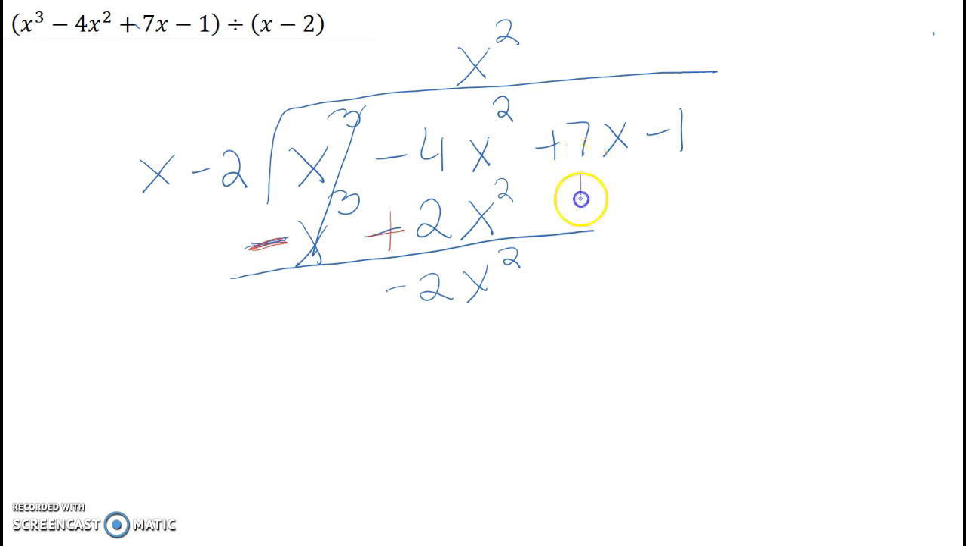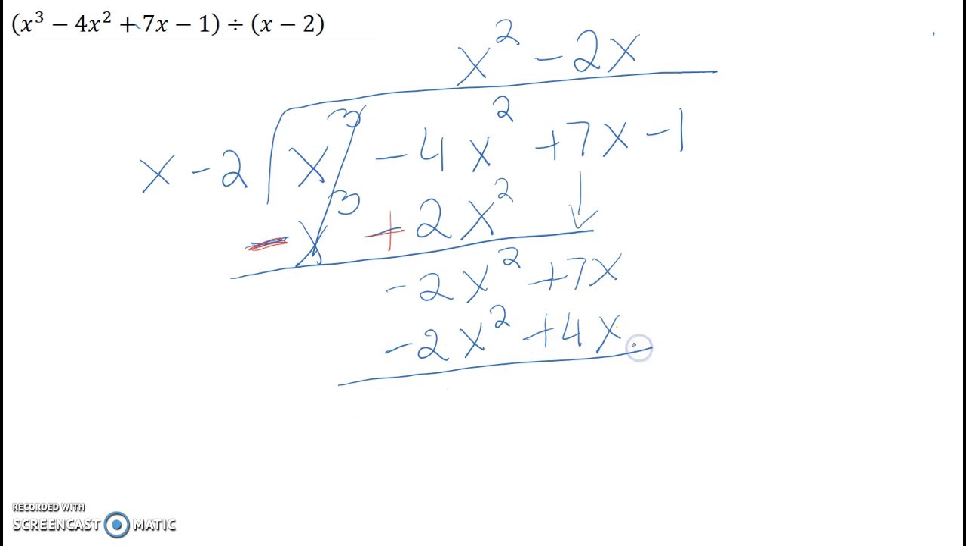Next step, we'll bring down the 7x. And we repeat the same process. X times what will equal negative 2x squared, and that would be negative 2x. Next, we'll take the negative 2x and multiply it by x minus 2. Negative 2x times x is negative 2x squared, and negative 2x times negative 2 is positive 4x.